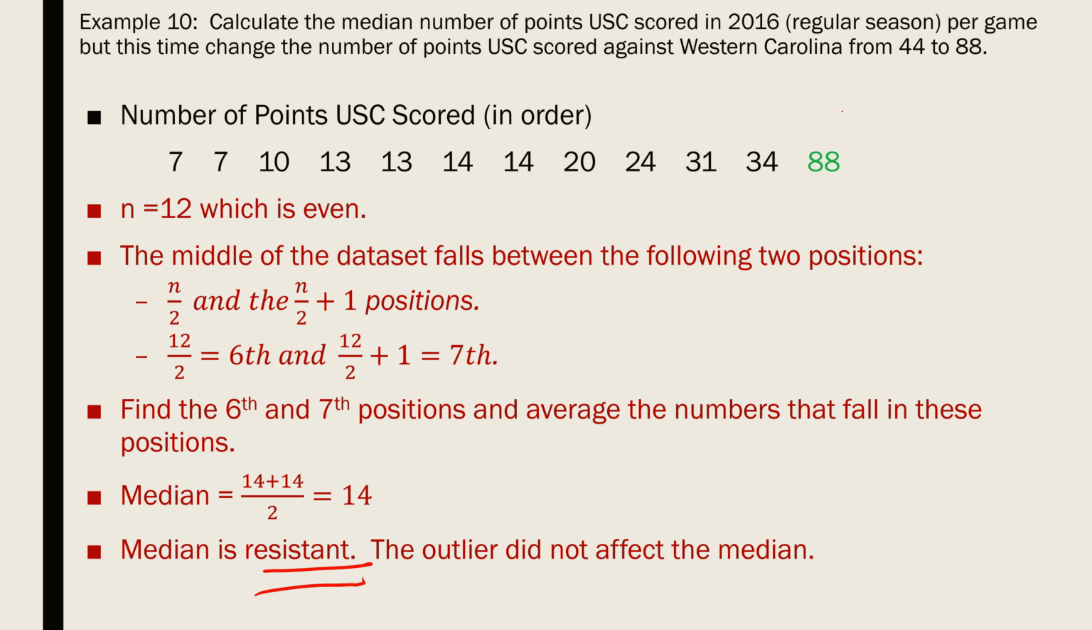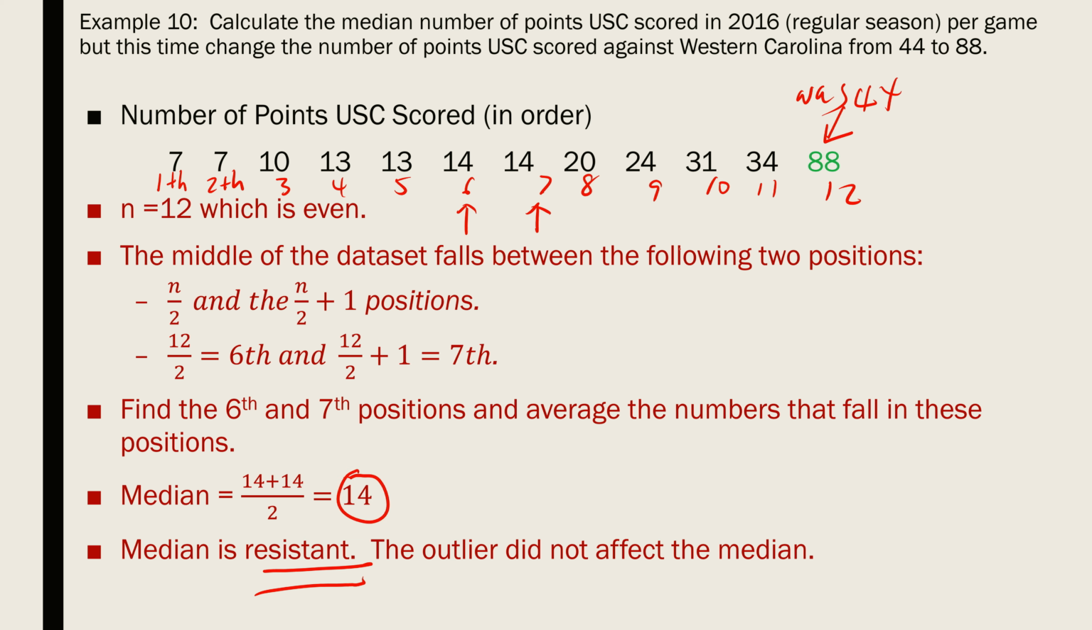This example can explain why the median is resistant. Note that now in this data set, the largest number is 88. It was 44. However, we use the same methods to calculate the median. So first, we place the data from small to large, and we still find the 6th and 7th position. So this is the 6th position, this is the 7th position, and the median is still 14.